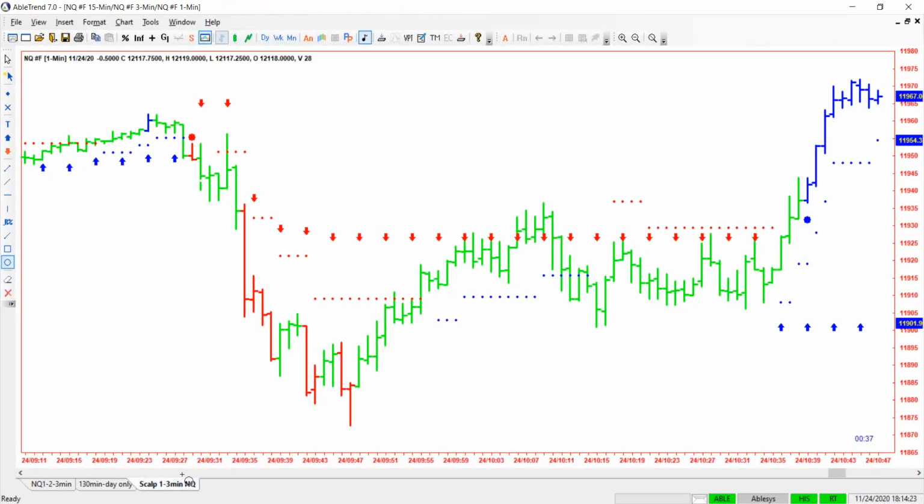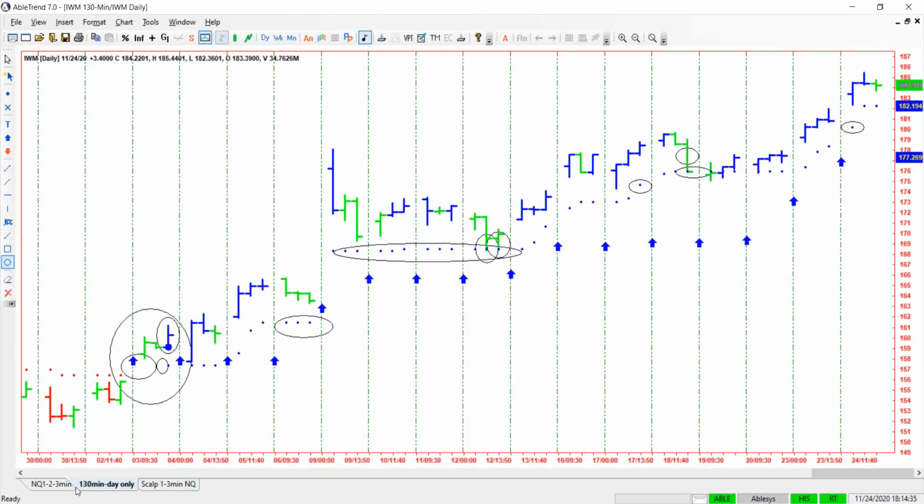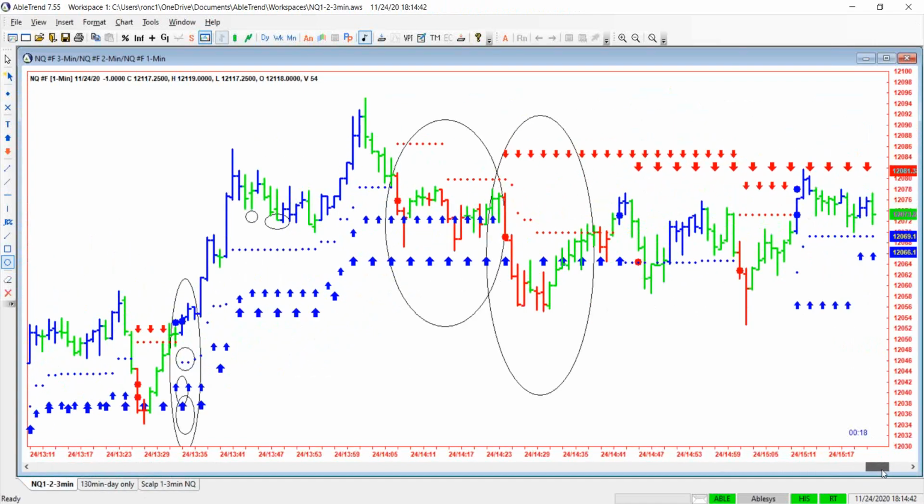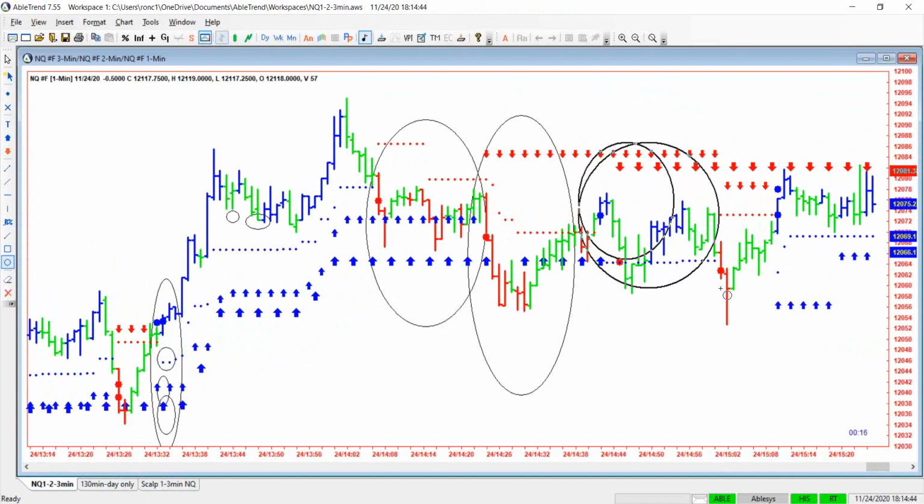Let's jump over to the scalp chart. And this is for getting in and out very quickly. Remember, we don't take trades when they have blue and red together on this, just going back to this chart here, on the 1-minute, 2-minute, 3-minute, like here. No trade zone. Here. No trade zone. Here. No trade. That's a losing trade. Small loser, because we put the stop a little bit above the top of the red bar.